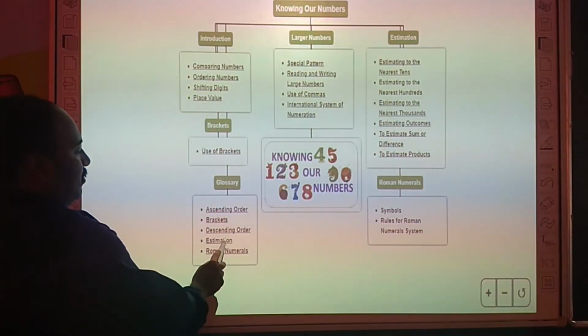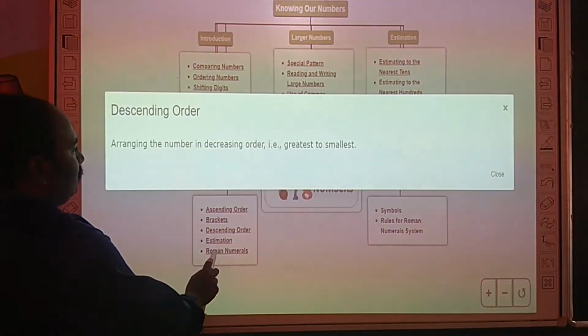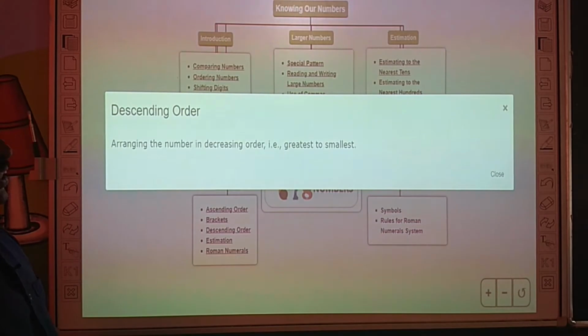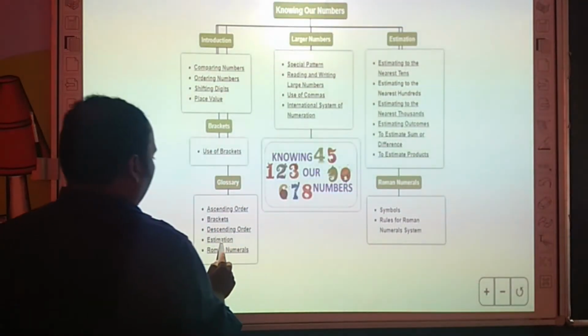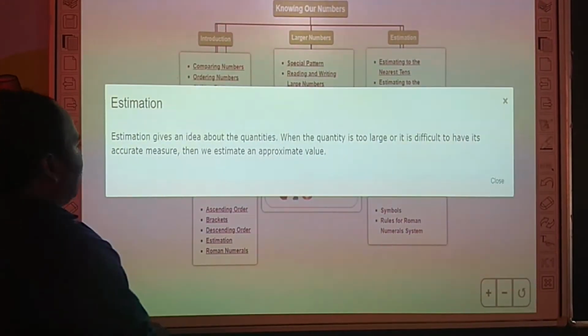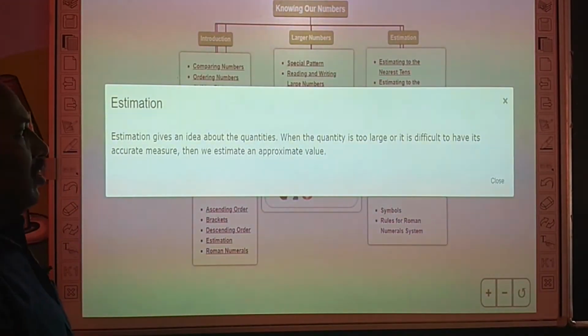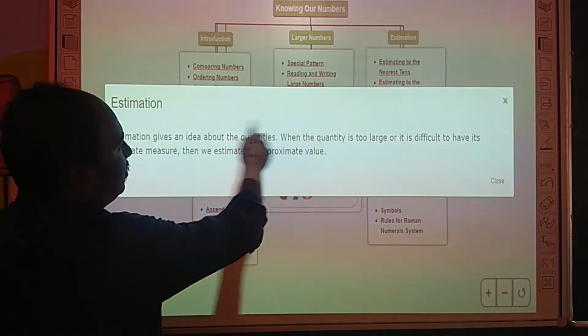Then estimation. Estimation gives an idea about quantities. Estimation is called the approximate value.